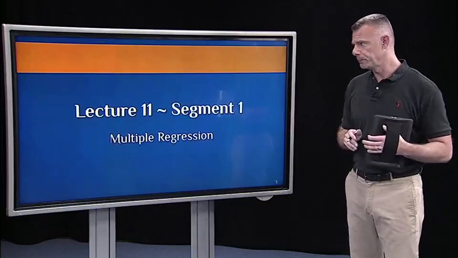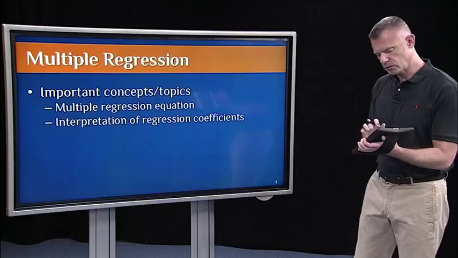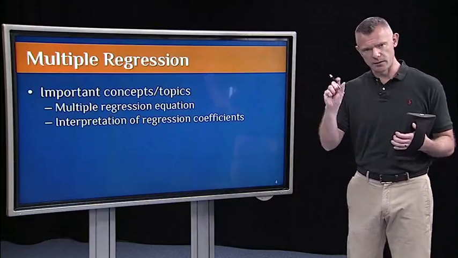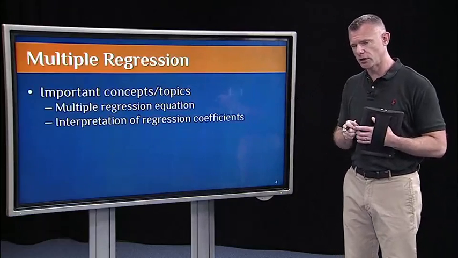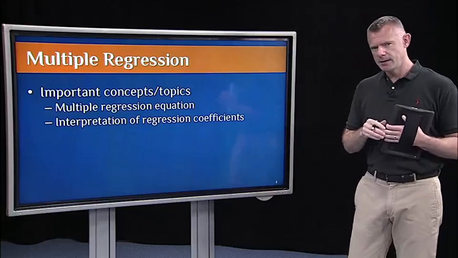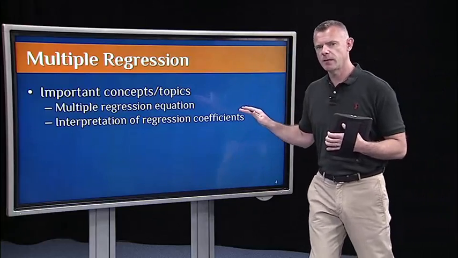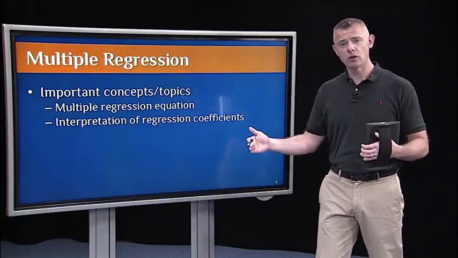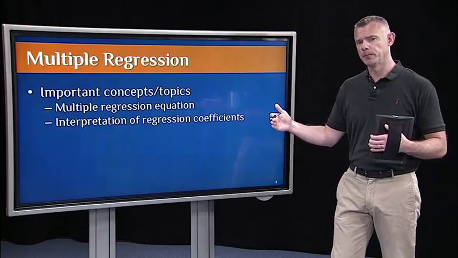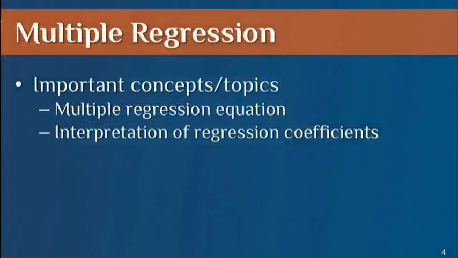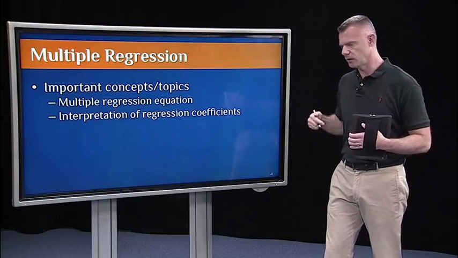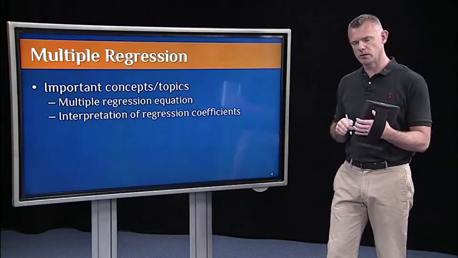So first, segment 1. Let's look at multiple regression, an overview. And again, the important things to take away here are the components of the multiple regression equation, and most importantly for this segment, how to interpret regression coefficients when there are multiple coefficients in the model. This is a difficult topic that even advanced researchers sometimes mix up and make mistakes on. So I'm going to take my time and really try and reinforce how to interpret these coefficients.